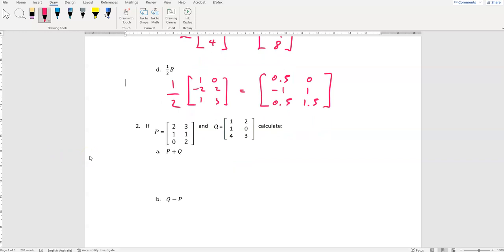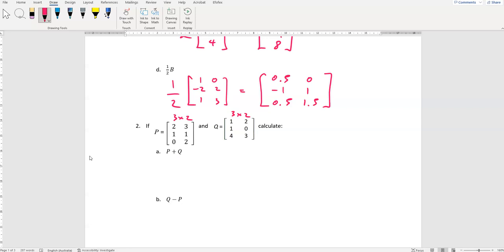Now, sorry for the formatting, this P is meant to be in line with the Q, but just somehow it came out weird. Now, P plus Q, to add them together, you must have the same order. Let me make that very clear. This is a 3 by 2 matrix, and this is a 3 by 2 matrix. You can only add them together if they have the same order. So in this case, yes, you can add them.